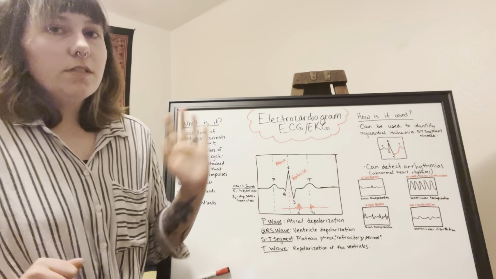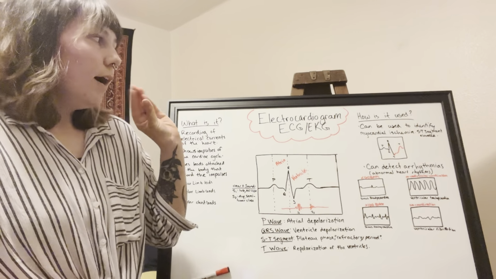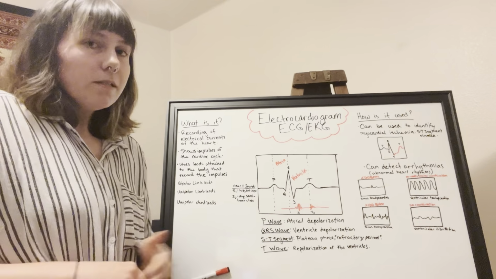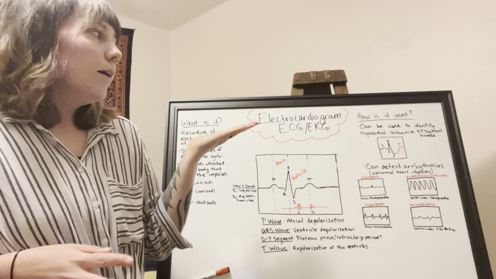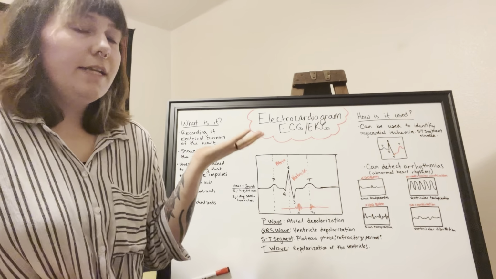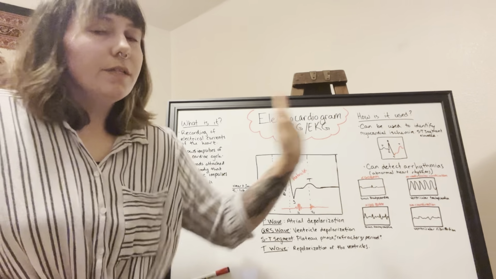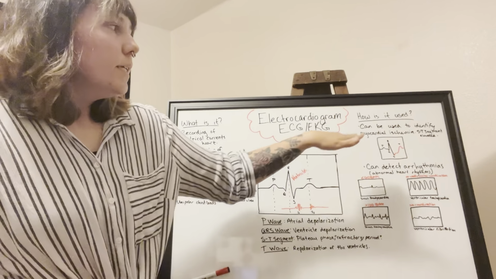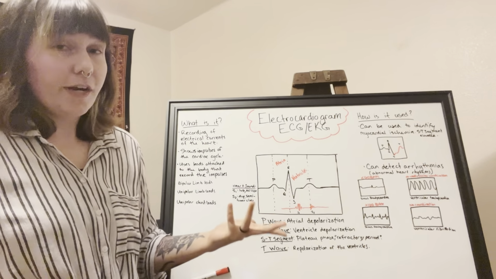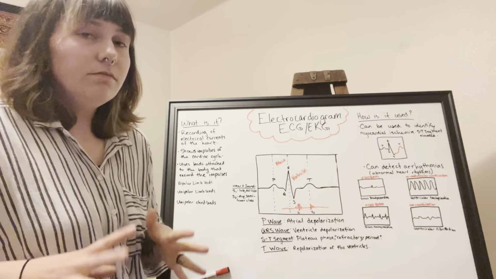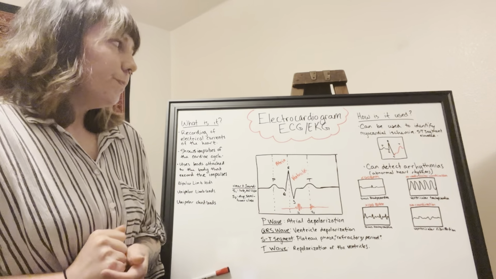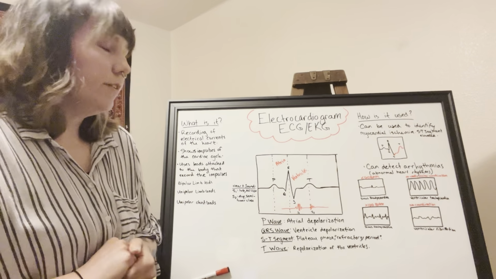How can it be used? Today I want to cover mainly how it can identify myocardial ischemia and then detect arrhythmias. So to start, myocardial ischemia is represented on an EKG via the ST segment. So if the ST segment is elevated or elongated, that means the refractory period is taking too long and therefore is delaying the next heartbeat.